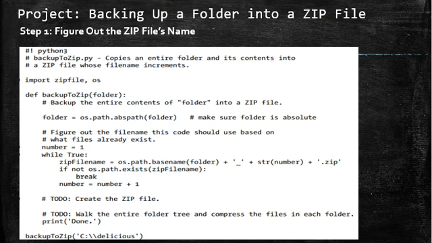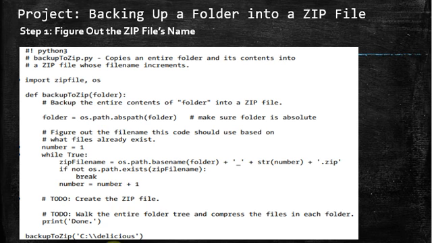In the first step, we figure out the zip file names. Here we are going to get the zip file names. How will the zip files be? They will be in incremented order. If the first zip file is Python book 1, the next one will be incremented, that is Python book 2, Python book 2.zip, and like this it goes on.